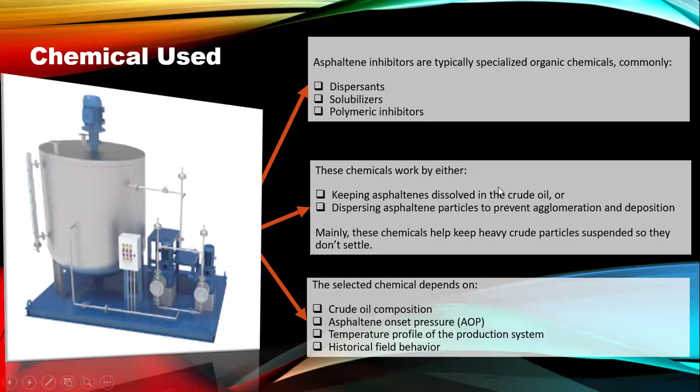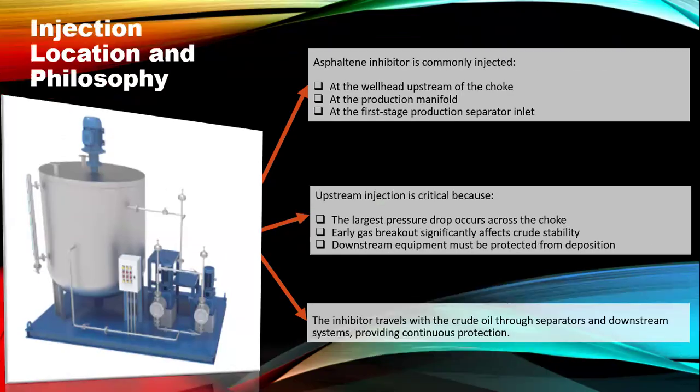The selected chemicals depend on crude oil composition, asphaltene onset pressure, temperature profile of the production system, and historic field behavior. So these are criteria for selecting the type of asphaltene inhibitor that you need to use for this system. Normally we need to carry out analysis from the lab to get these parameters. Now, asphaltene inhibitor is commonly injected at the wellhead, then at the production manifold, and also at the first stage production separator. So you can inject them at these three locations.